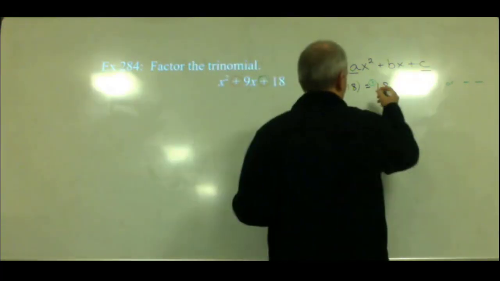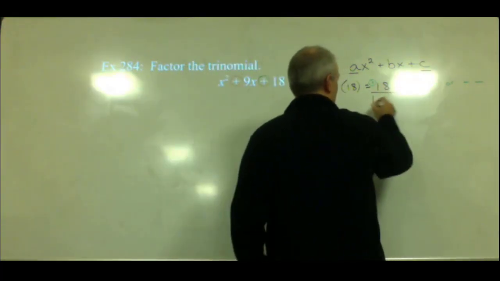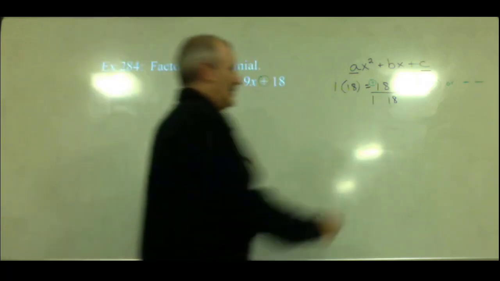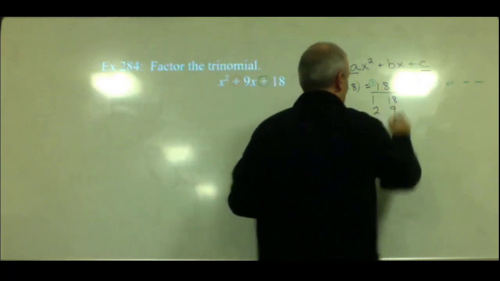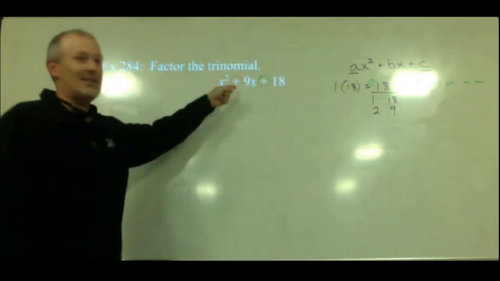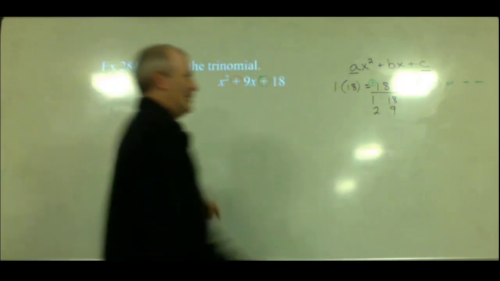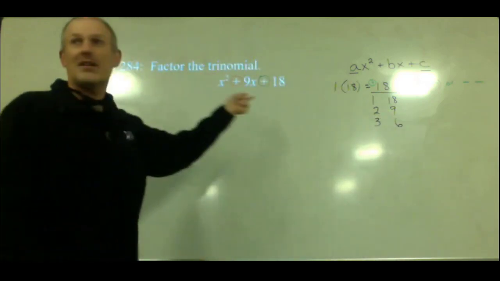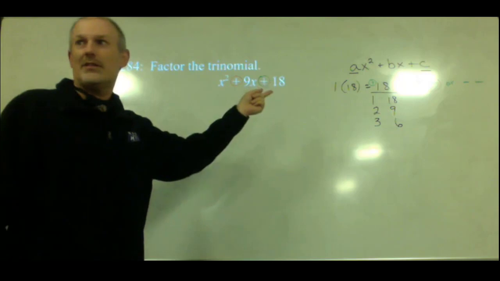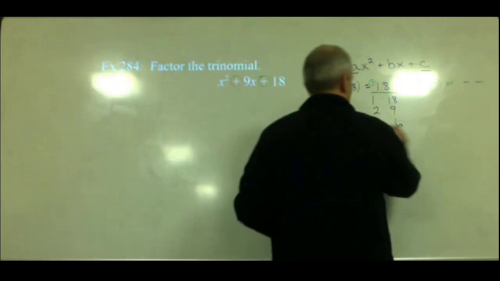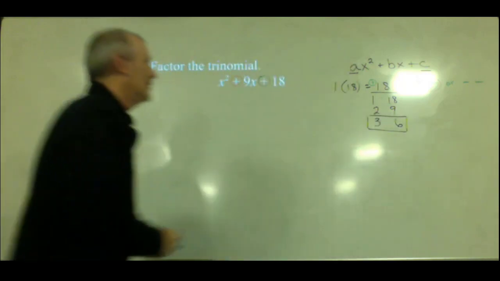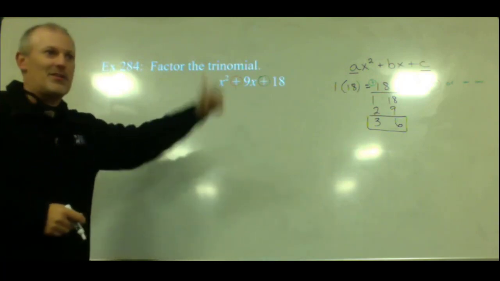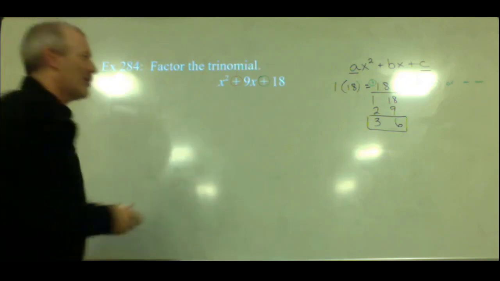So let's start with our factors of 18. 1 and 18 does not add up to 9. 2 times 9, so 2 plus 9 is 11. That doesn't add up to be 9. 3 times 6 is 18, and that one does add up to be 9. 3 plus 6. So that's our winner. And once we find one that works, you just stop, because there's only one that will work.